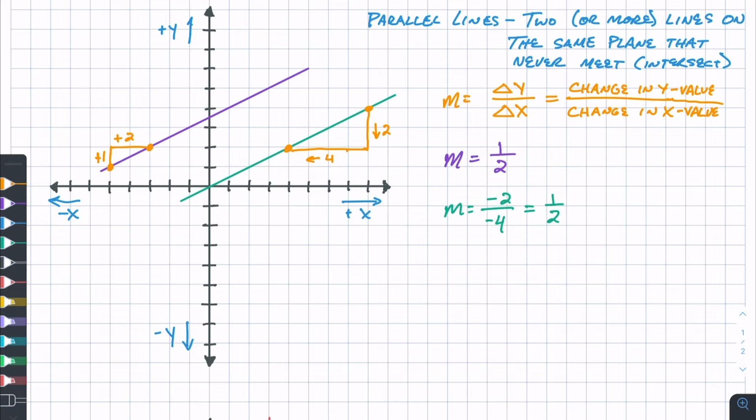So if I have the same slope for both of these things, then they're never going to meet. Because when one goes up, the other one goes up, and when one goes over, the other one goes over at the same rate. So they're always going to stay parallel. They're never going to meet.